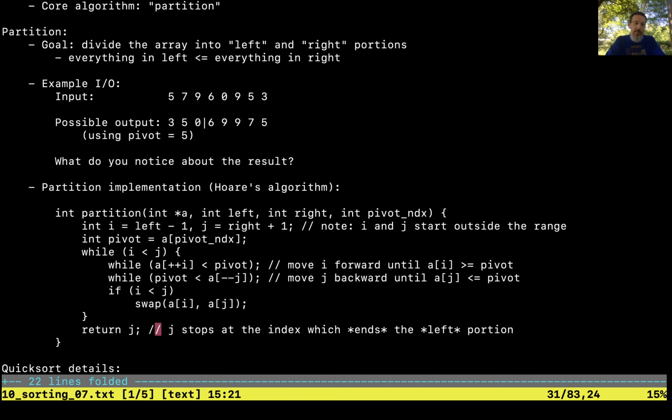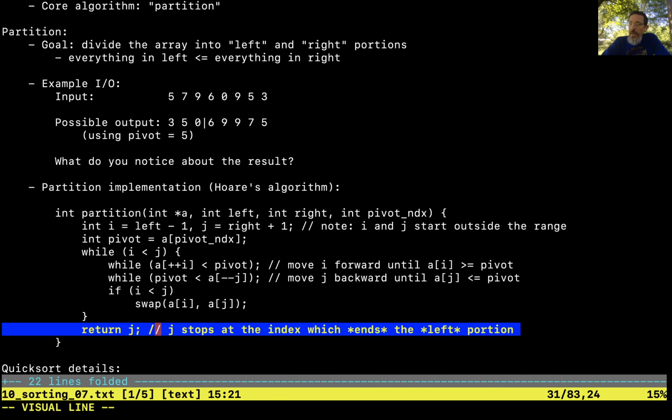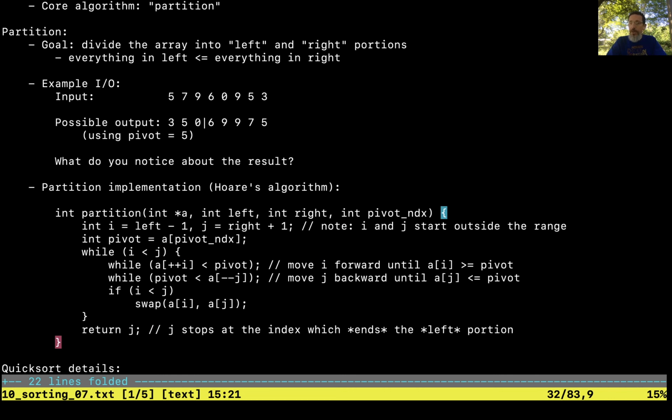Once this is all done, we're going to return j. And the reason we have to return something is because we don't know where these two, i and j, are going to meet. When they're done, though, j will be at the position that is the end of the left portion. Okay, and that's important to keep in mind, and that's actually one of the trickiest parts for me to remember. So this is the partition implementation, and this is a working implementation if you care to code it up.